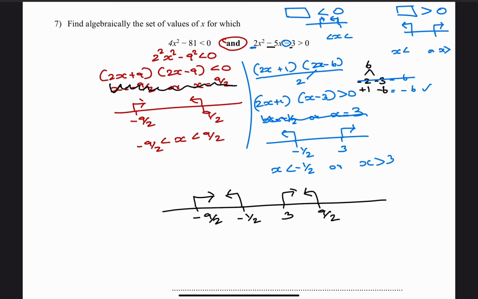Algebraically, the set of values for x that satisfy both inequalities is: x is between minus 9 over 2 and minus a half, or x is between 3 and 9 over 2. This area and that area, those are the two areas. Normally in an actual paper you will only get one of the areas, but for this one, this is what we have anyway.